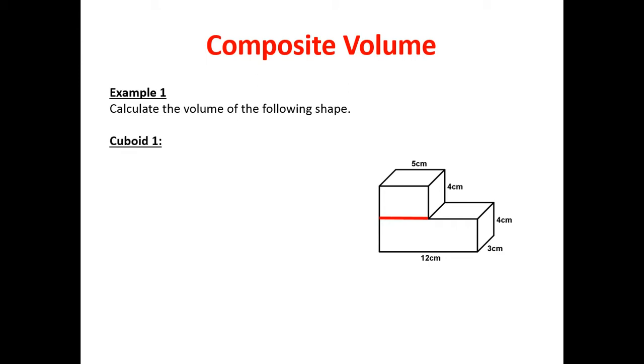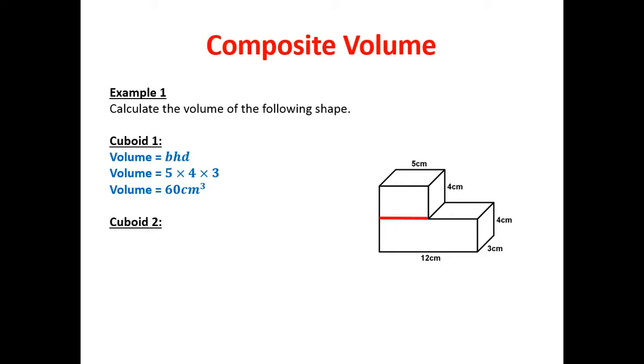We'll start with cuboid number 1, the cuboid on the top. To work out the volume, base times height times depth. Well, the base is 5. The height is 4. And the depth, I hope you can see, is equivalent to this 3 centimeters, that depth. So 5 times 4 times 3 gives a volume of 60 centimeters cubed.